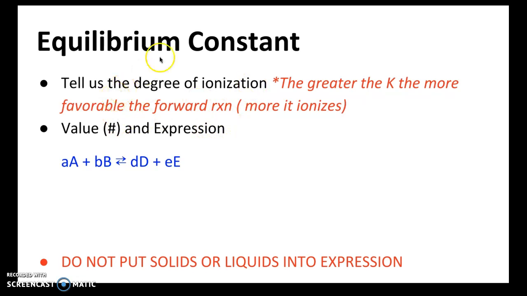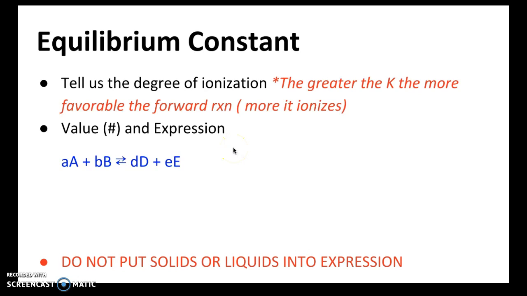Equilibrium constants are given the symbol K. They have a numerical value and an expression. We'll take a look at how we write the expression using this balanced equation. So in this balanced equation, capital A and capital B are our reactants, and lowercase a and lowercase b are the coefficients for the reactants. Capital D and E are our products, and lowercase d and lowercase e are our coefficients.